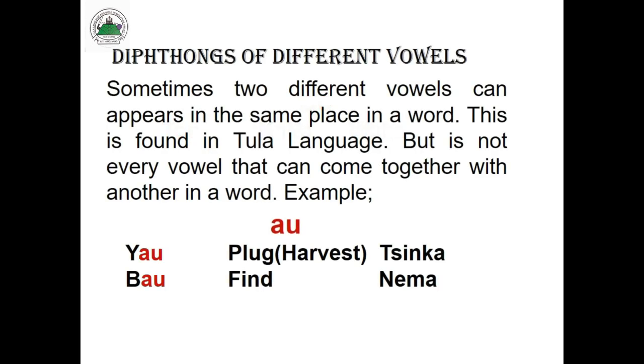Diphthongs of different vowels. Sometimes two different vowels can appear in the same place in a word. This is also found in Tula language, but it's not every vowel that can come together with another vowel in a word. For example, we have our vowel A coming together with another vowel U in the same place in a word. Now we have an example there which is pronounced yaw, as in pluck or harvest in English, that is sinka in Hausa. Then we have another example, bow, which means fine in English, nema in Hausa.